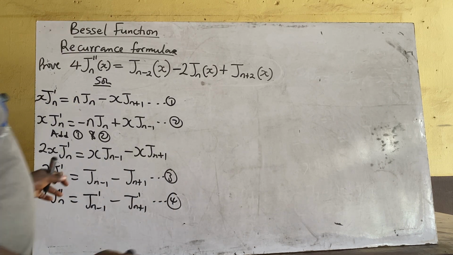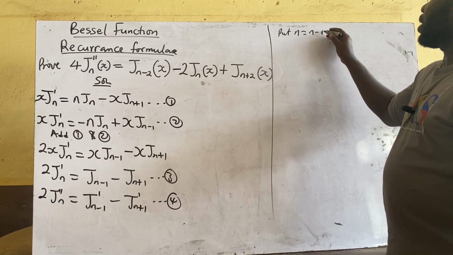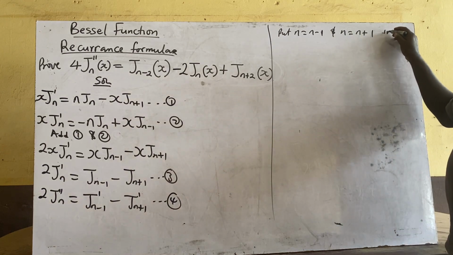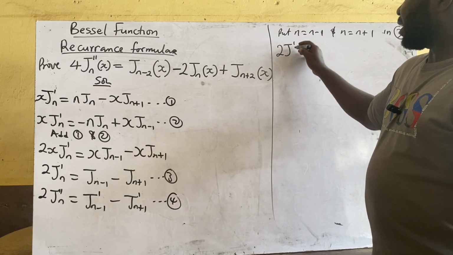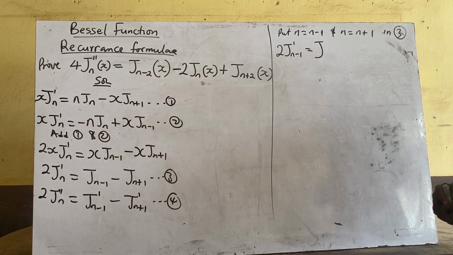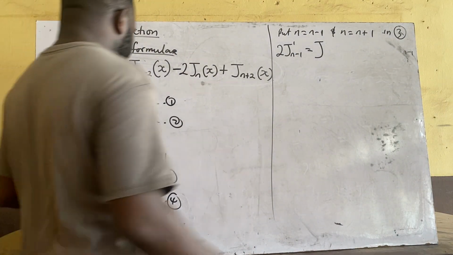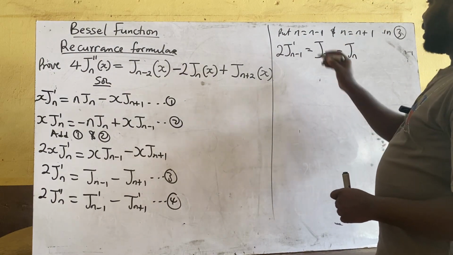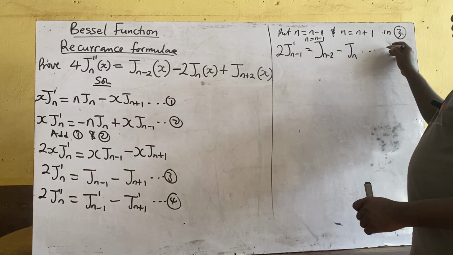Now, in equation 3, let us put n to be equal to n minus 1 and n to be equal to n plus 1. If we do that, we're going to have 2J prime n minus 1 equal to J n minus 2 minus J n, since n minus 1 minus 1 gives n minus 2. That is when I'm putting n to be equal to n minus 1. Let me call this equation 5.